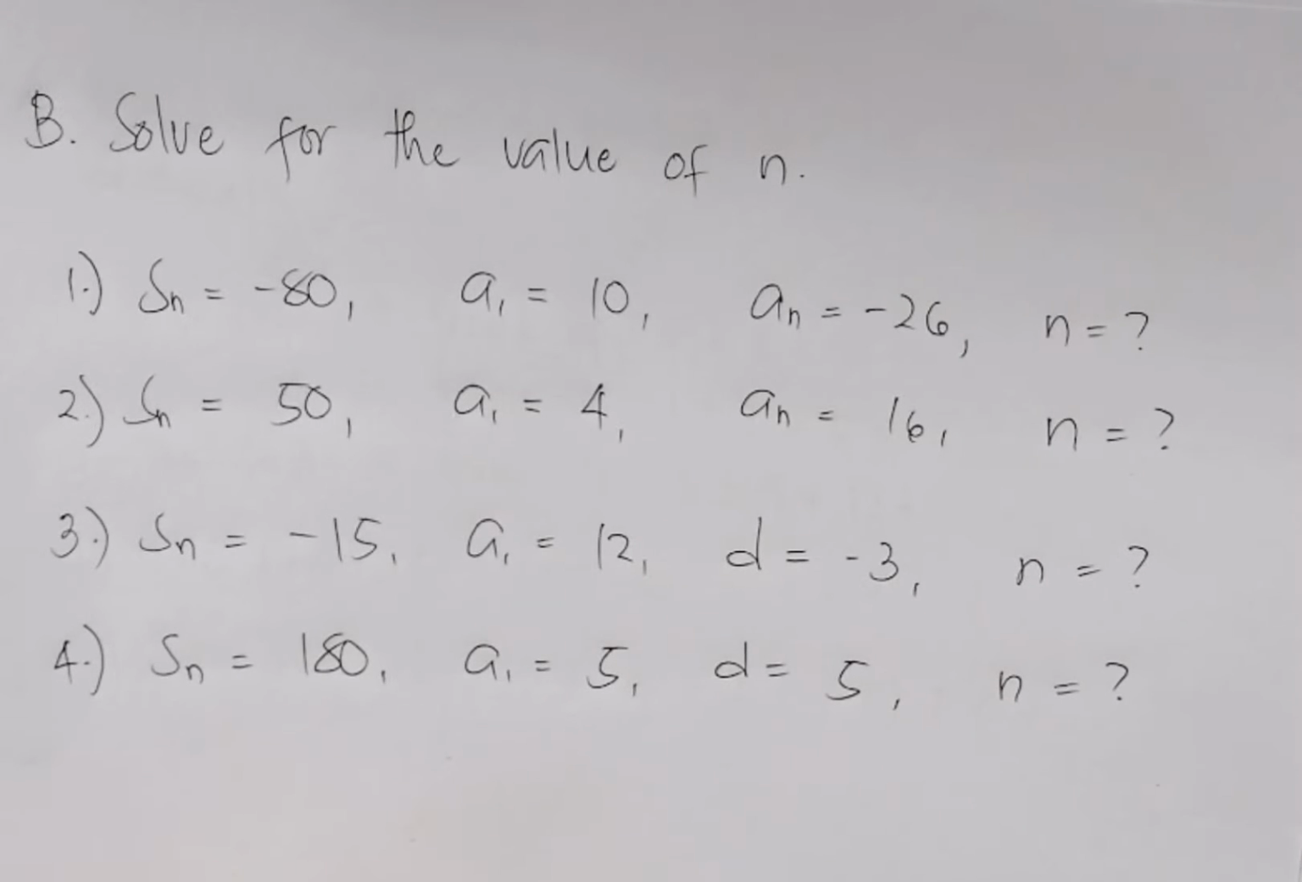Solve for the value of n. Number 1, S sub n is equal to negative 80. First term, or the S sub 1, is 10. Then the last term, a sub n, is equal to negative 26.